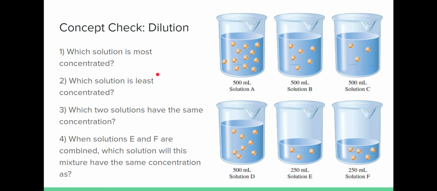In each of these beakers, we have a certain number of solute particles per unit volume. Some of these beakers have less volume and some of these beakers have less particles. There are 4 concept check questions that I would like you to answer about these particle level diagrams. So please pause the video and give yourself a chance to answer these questions, and we'll go over the solution here momentarily.